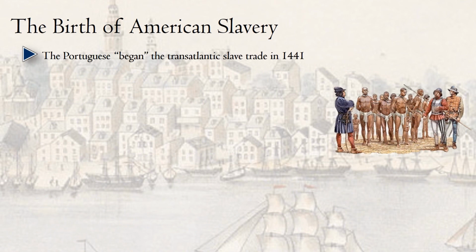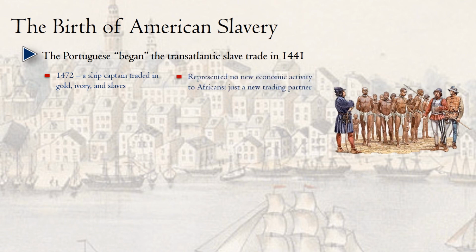So the first instance of Europeans entering the transatlantic slave trade, the African slave trade, was in 1441 when the Portuguese began to purchase people for work on the Madeira Islands. By 1472, this trade had become somewhat regularized or institutionalized, and a ship captain now would regularly trade in gold and ivory and slaves.